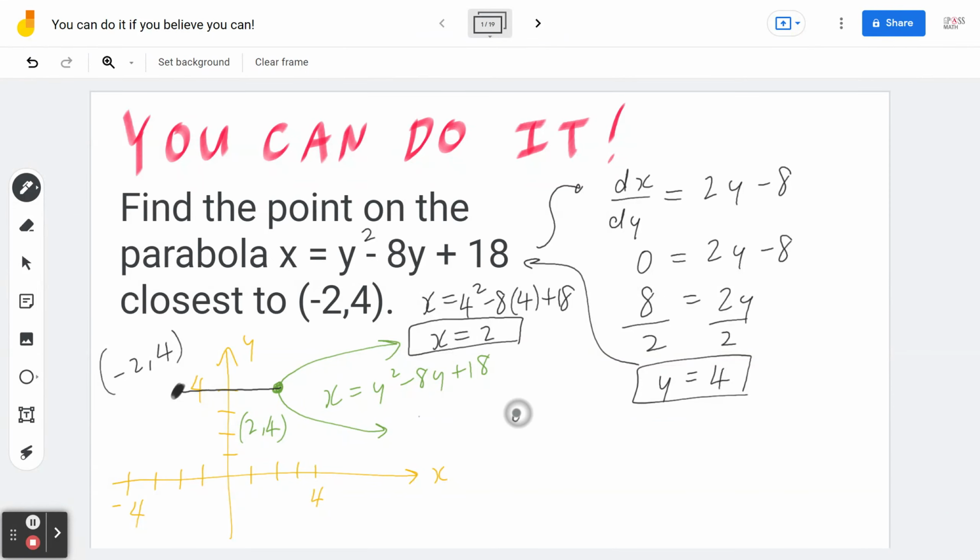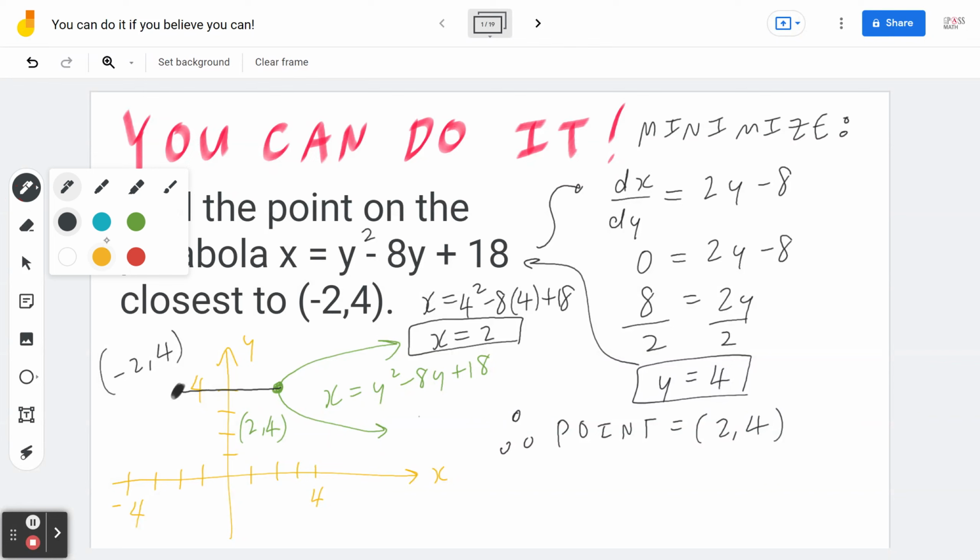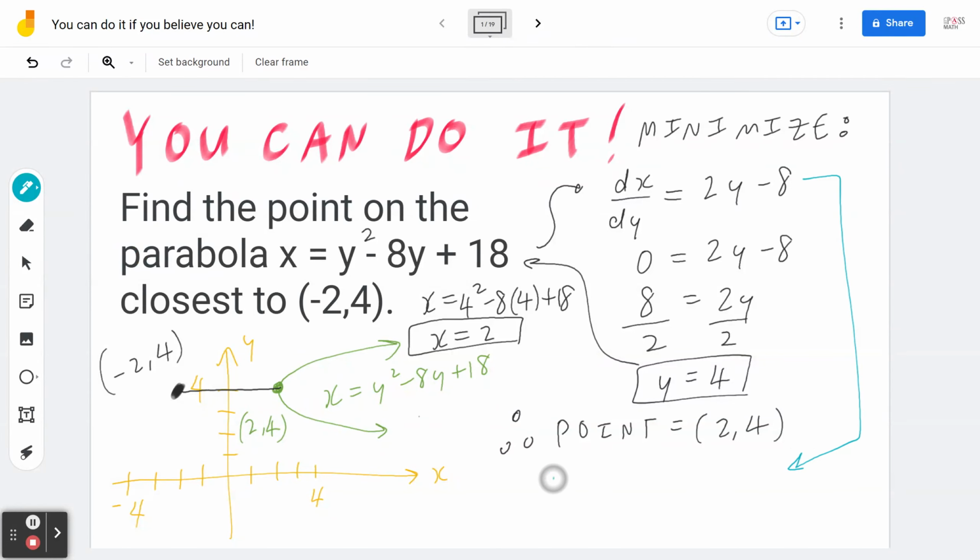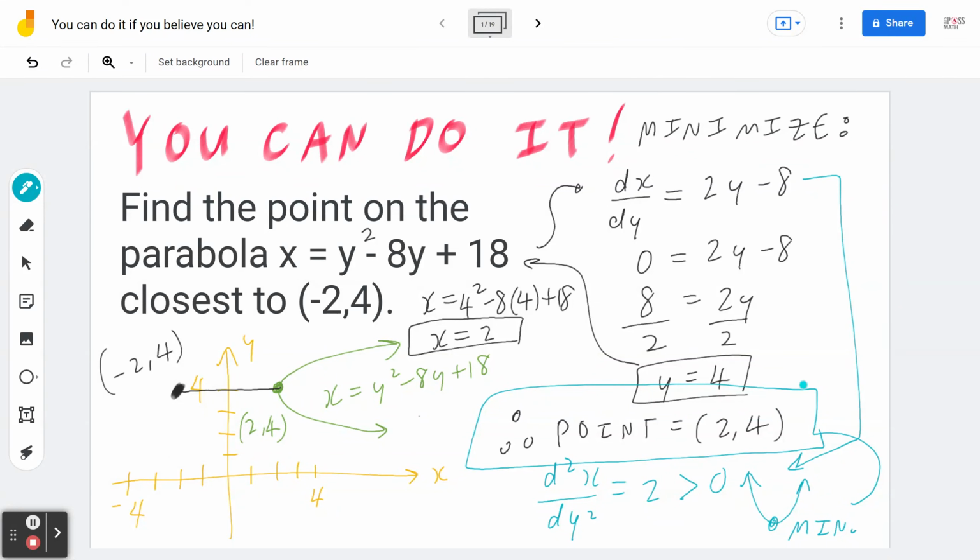Now, even though I found this point, (2, 4), and of course I am minimizing since it's asking for the closest, you want to double check by using either the first or the second derivative test. If I use the second derivative test, I'm finding the second derivative. In this case, that's going to be 2, which is a positive number, by the way. And if the second derivative is positive, it's going to be concave up, which signals to you it must be a minimum. So this circles back to the fact that the point (2, 4) must be a minimum.